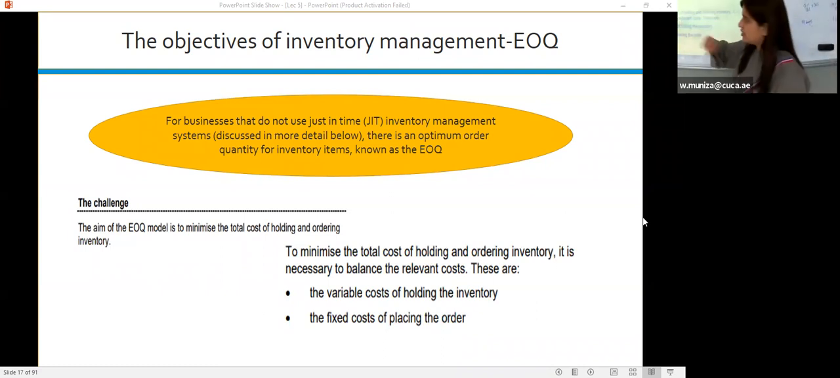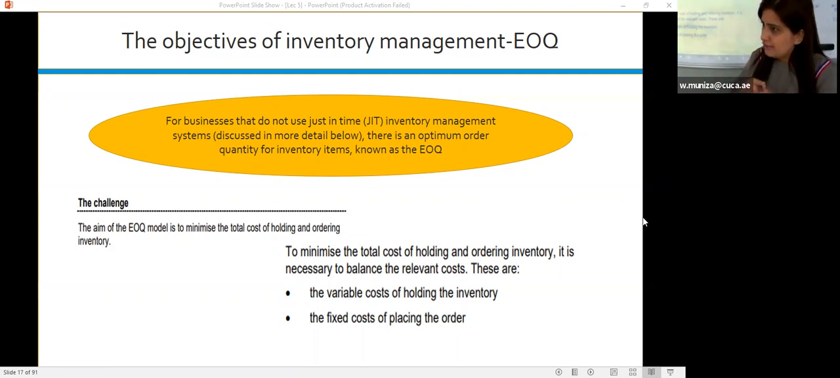As you can see in the slide, they say the aim of the EOQ model is to minimize the total cost of holding and ordering inventory. So the point where our holding cost and our ordering cost would be the minimum would be the economic order quantity. Got it? If, for example, we have 3 quantities under consideration, either we can order 5,000 units or 6,000 units or 7,000 units, we are going to see at which level our ordering costs and our holding costs are the least, and that would be our economic order quantity. So our challenge is to minimize the cost of holding and ordering.